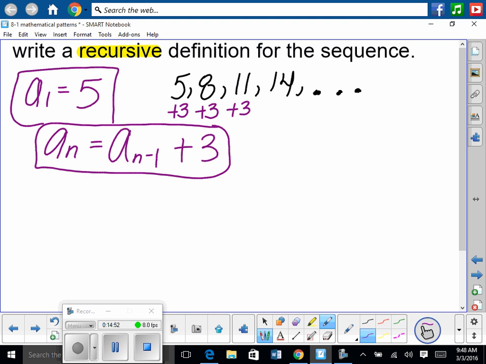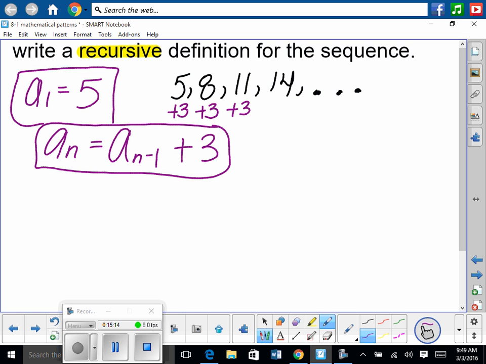You don't use this to find any term in a sequence, if you think about it, because if we wanted to find the 20th term, we don't know what the previous term was, right? By just looking at this, we have no idea what the previous term is. So it's just having us write a recursive definition, and we wouldn't probably use it to find the next terms.